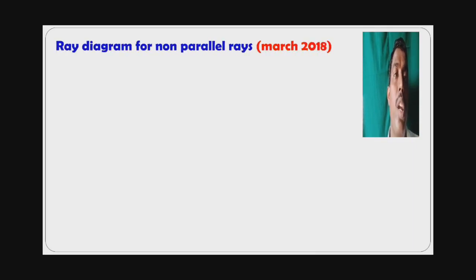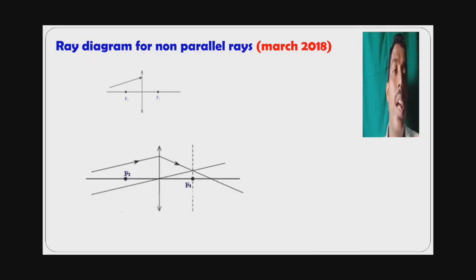Ray diagram for non-parallel rays. This question is given in public examination March 2018. If a non-parallel ray is given, how will we draw the ray diagram? Here one non-parallel ray is given. There is no object, only a non-parallel ray and a convex lens is given. Now we will see how to complete the ray diagram.